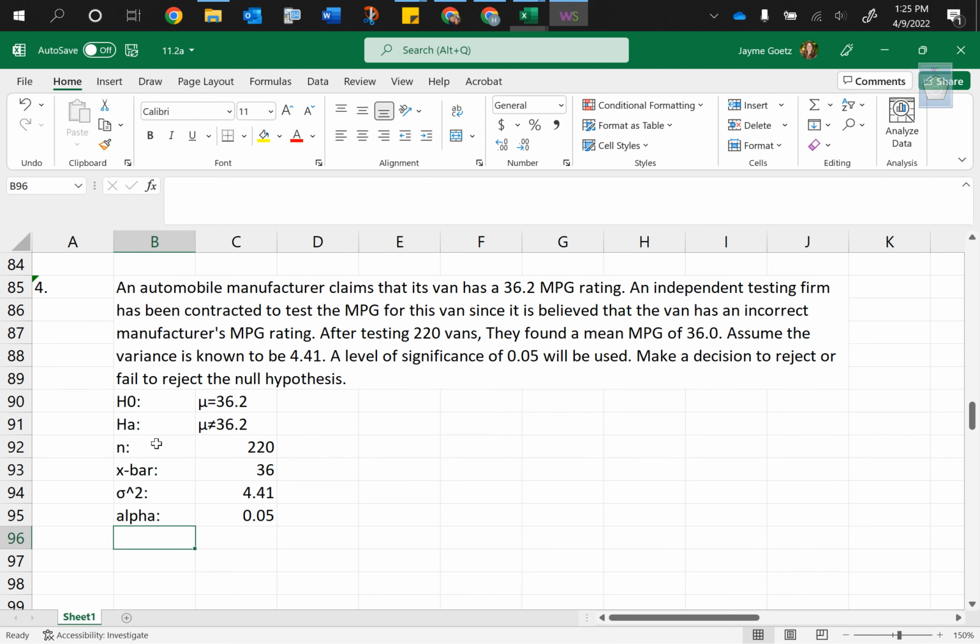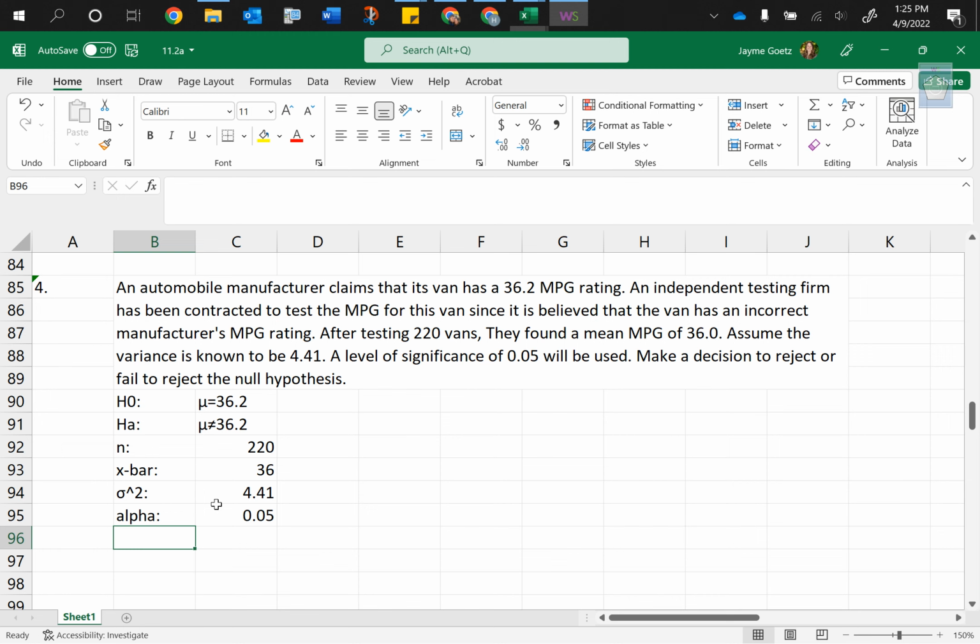Okay. So from this problem, my null hypothesis is that my mean is 36.2, and my alternative is that my mean is not equal to 36.2 because it just says incorrect. I found my sample size, my sample mean, but here's where things are different. I found the variance, not the standard deviation. Now I can get the standard deviation from that, but here I found the variance. So I put sigma squared is 4.41, and my alpha was 0.05. Now, some people choose to put a line under that to automatically find sigma, but I'm going to teach you a little trick once we get the template here.